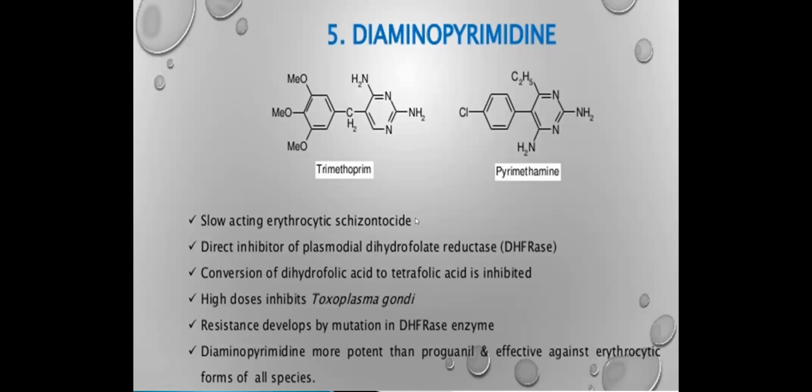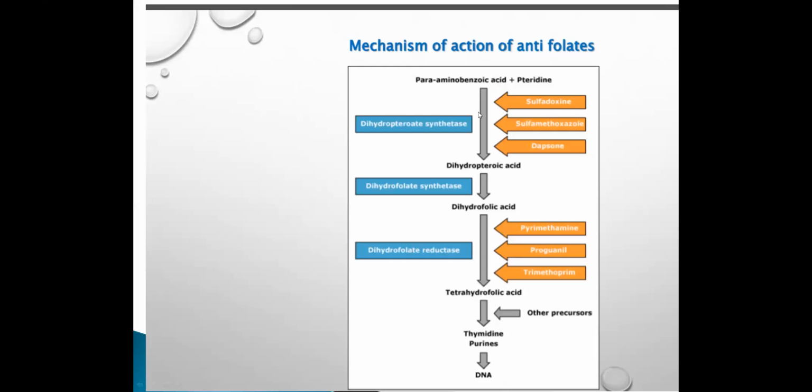Resistance is developed due to mutation, as I explained previously. Resistance is developed due to mutation in your DHFR, that is dihydrofolate reductase enzyme. So if the gene encoding this particular enzyme undergoes mutation, this leads to resistance to the drug. Diaminopyrimidines are more potent than proguanil and effective against erythrocytic forms of all species. So they are effective against all species of malaria. This is the basic mechanism of action of diaminopyrimidines. As you see, they can be given in combination with sulfonamides.